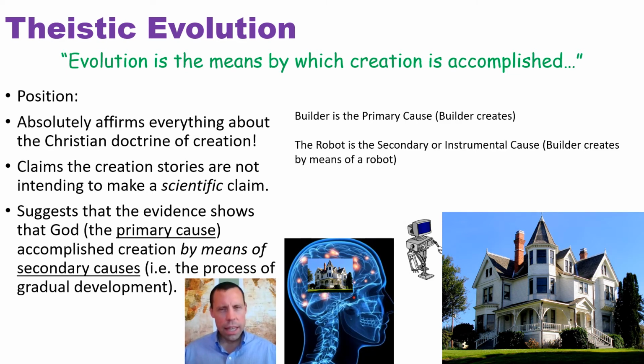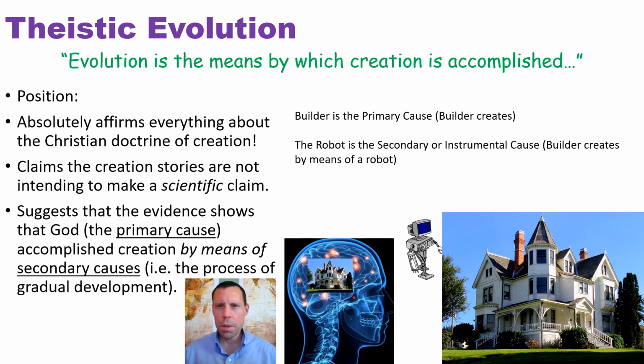What it's suggesting is that God is the primary cause of creation. That is, that God is the ultimate author of creation. He's the one who governs his creation. He's the one who leads it to its final end, absolutely. But that God creates by means of secondary causes. In his order of creation, he allows instrumental causes or secondary causes to work out the fullness of that creation.